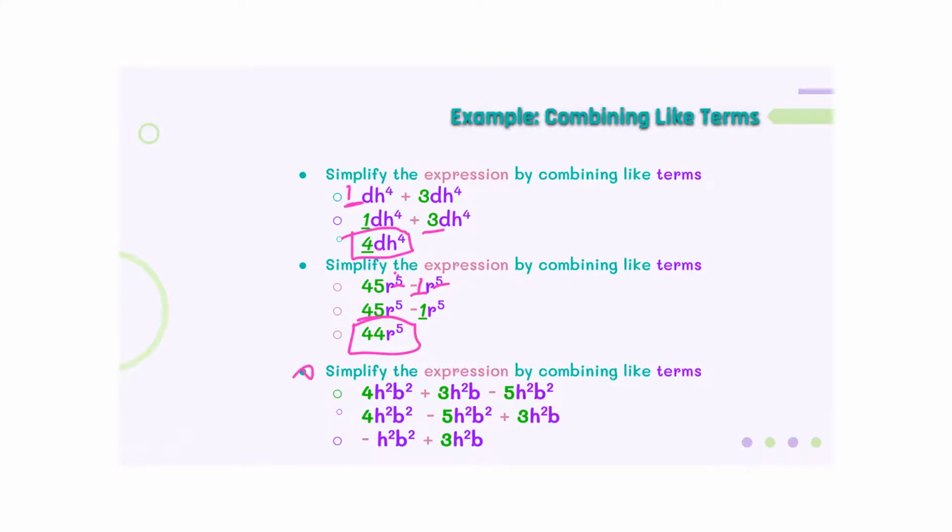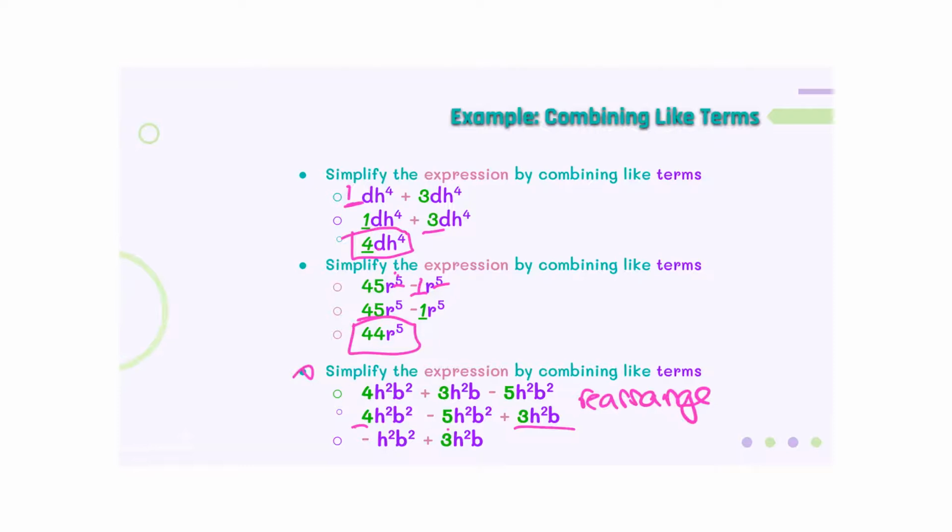So this problem, simplify the expression by combining like terms. So I have 4h squared b squared plus 3h squared b minus 5h squared b squared. So I need to rearrange so my like terms are next to each other. So what I did is I put my 4h squared b squared and my negative 5h squared b squared next to each other. And here there was just a lone term, so we left it alone.